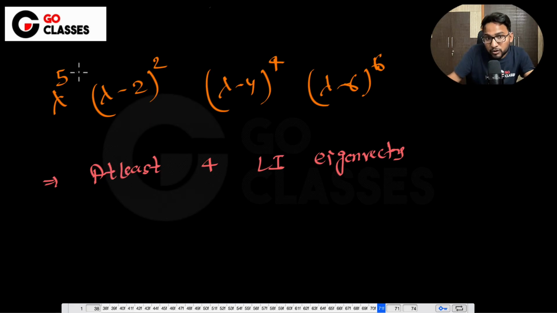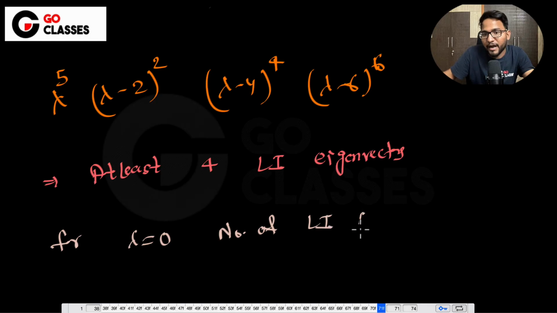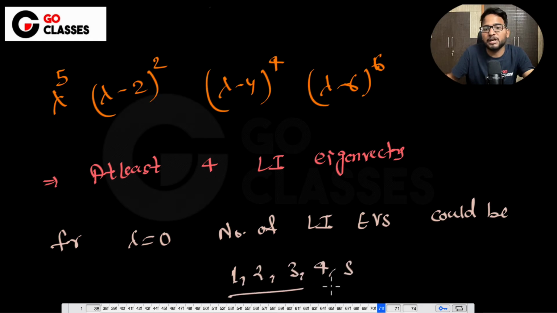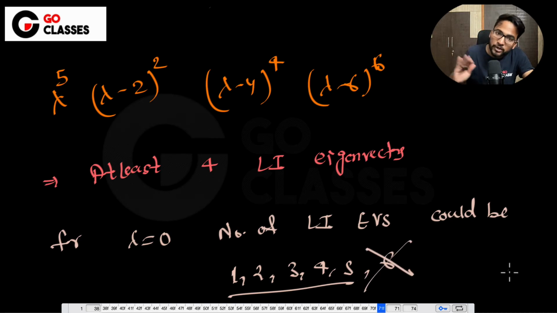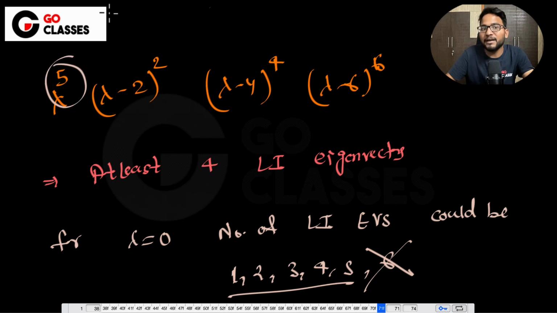And because of lambda equal to 0, the number of linearly independent eigenvectors could be just 1, just 2, just 3, just 4, just 5, something like this. Can it be more than 5? No. Can it be 6? No. It cannot be 6. So corresponding to lambda equal to 0, it could be anywhere between 1 to 5, at most 5. If the power is 5, then at most 5.